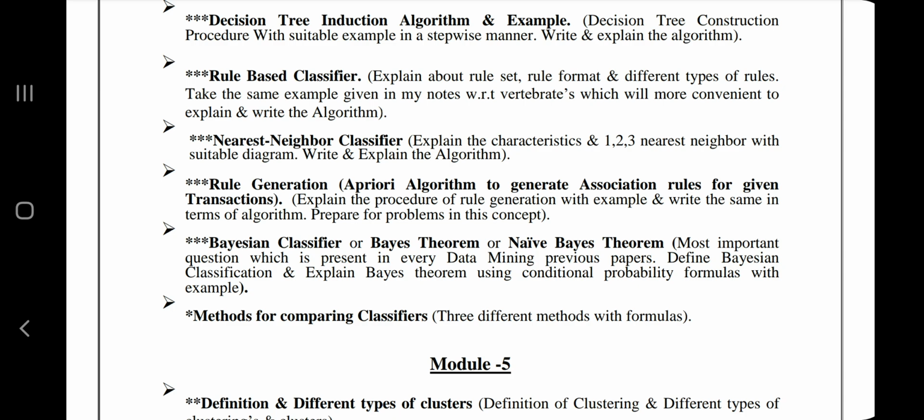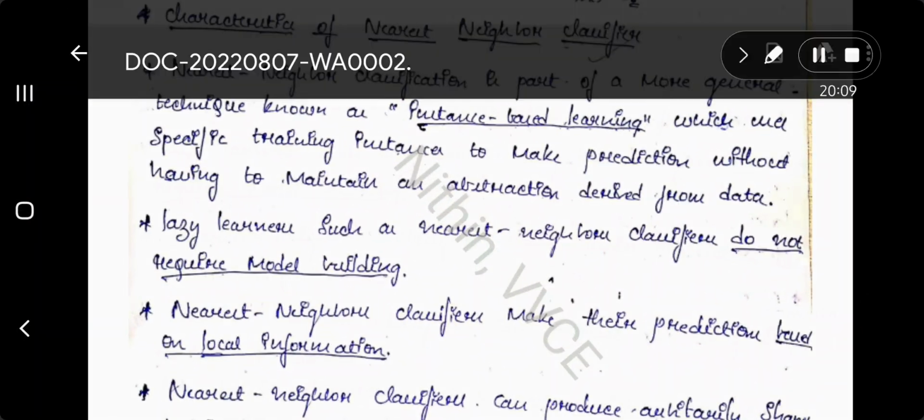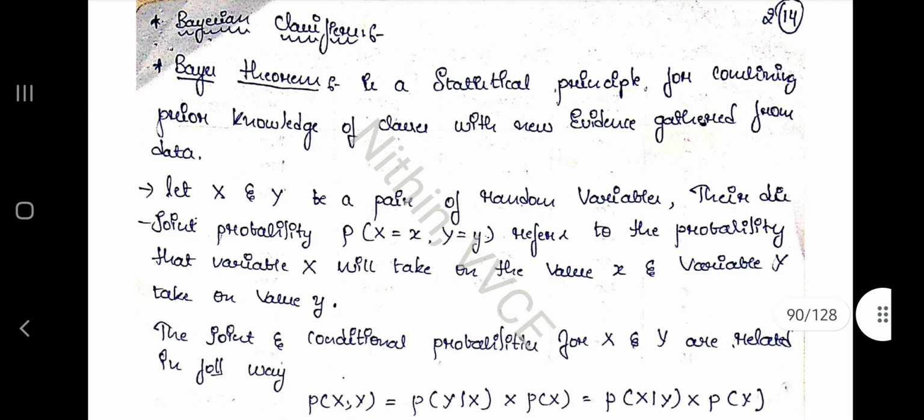The next one we have is the Bayesian classifier, or the Bayes theorem, or Naïve Bayes theorem. It is the most important question, present in every data mining previous year paper. Here you have to do three things: define Bayesian classification, and explain Bayes theorem using conditional probability formulas with an example. So let's see, this is the Bayesian classifier.